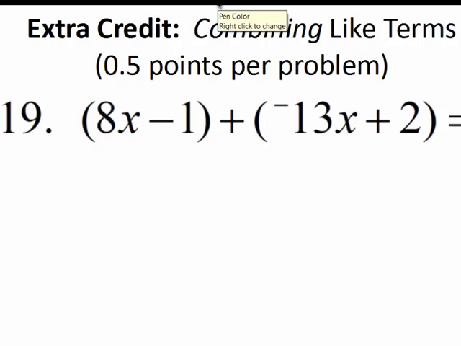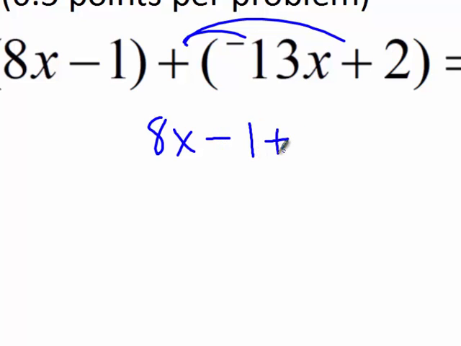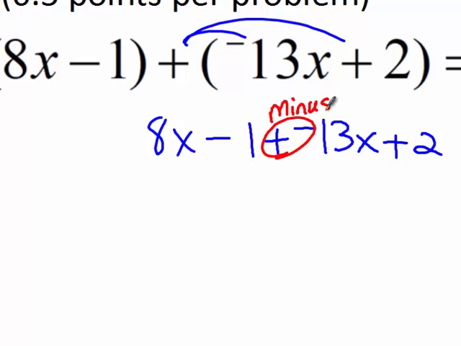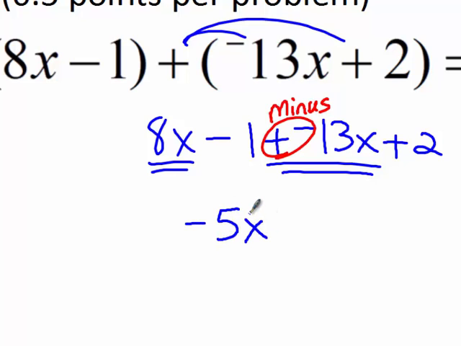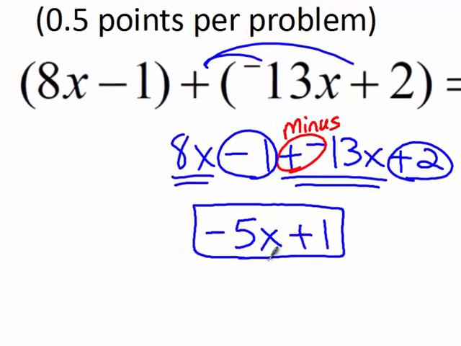Number 19, we have the quantity 8x minus 1 plus the quantity negative 13x plus 2. Rewriting this, we have 8x minus 1 plus a negative 13x plus 2. We can call that plus a negative, minus, and say that we have 8x minus 13x. 8x minus 13x is negative 5x. And we have 2 minus 1, which is 1. The simplified algebraic expression is negative 5x plus 1.